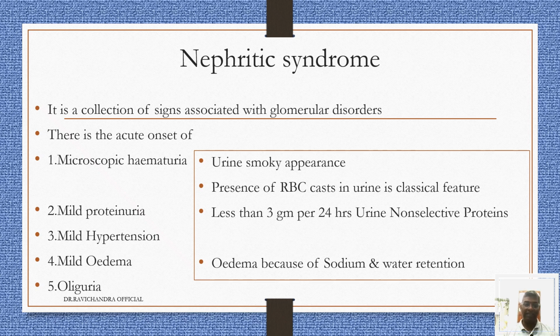around less than 3 grams in 24 hours. And this is called non-selective proteinuria. So non-selective proteinuria is seen in nephritic syndrome. There will be edema because of sodium and water retention.